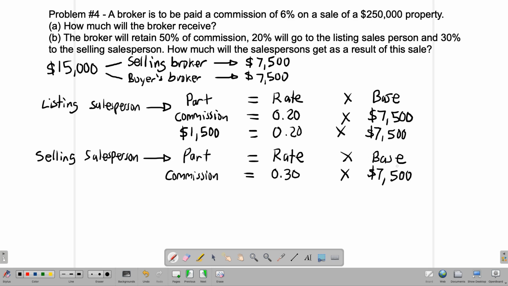So we multiply 7,500 times 0.30, so the commission will be 2,250. That is what the selling salesperson receives as a commission. And this is what we wanted to show for problem number 4.